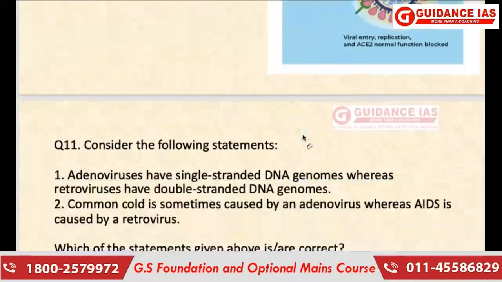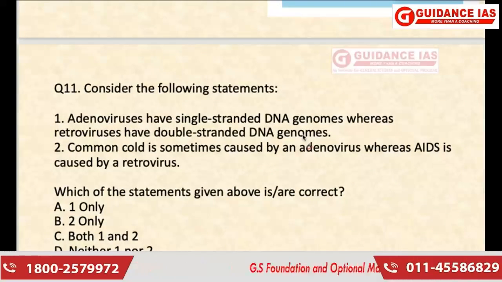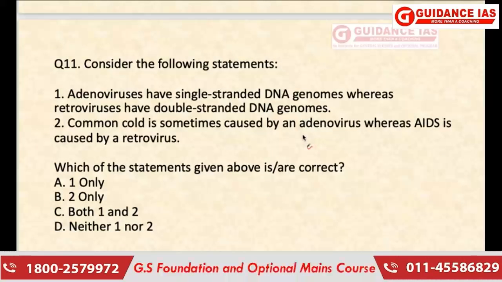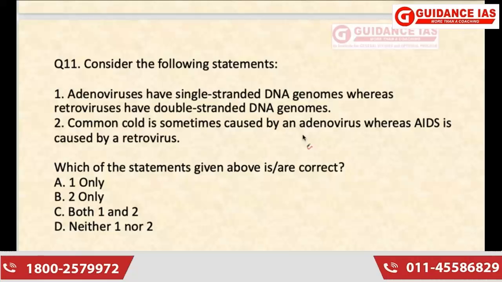Okay then, moving ahead with the next question, question number 11. Consider the following statements. Adenovirus have single-stranded DNA genomes, whereas retrovirus have double-stranded DNA genomes. Common cold is sometimes caused by adenovirus, whereas AIDS is caused by retrovirus.